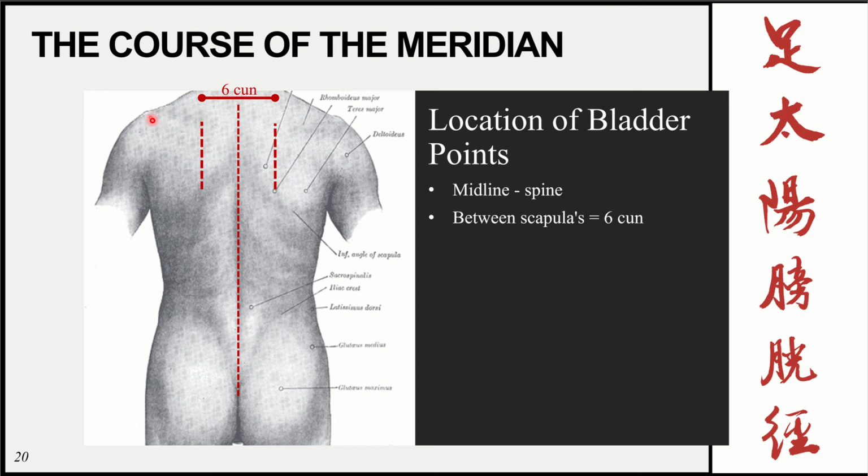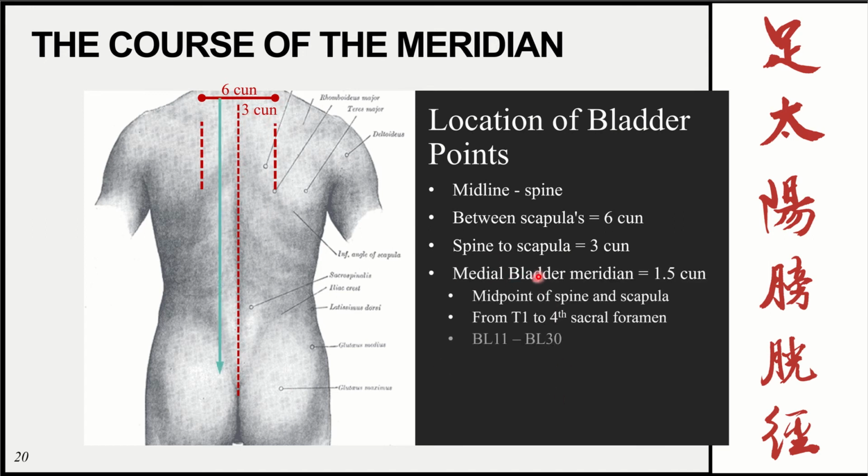Okay, so once you've found the medial ends of the scapula and the spinal column, we know that between the two medial ends of the scapula, it's 6 tun. Okay, and then if we do half that distance, so from the spinal column to one side, it's 3 tun. And then the medial bladder meridian lies at 1.5 tun lateral to the midline, which means this is at the midpoint between the medial end of the scapula and the spinal column. And this meridian runs from T1 all the way down to the fourth sacral foramen. And these are points bladder 11 to bladder 30.